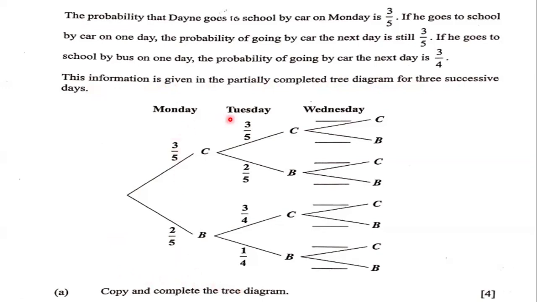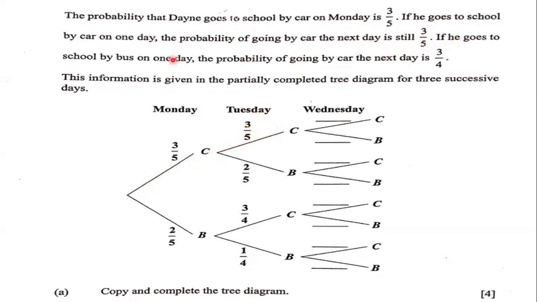And so we have Monday, Tuesday, and Wednesday. And so our goal is to copy and complete this particular tree diagram. So the probability that he goes by car on Monday is 3 over 5, and that's what they say. Now, it says if he goes to school by car on one day, the probability of going by car the next day is still 3 over 5. So if he goes by car on Monday, the probability of him going by car the next day is 3 over 5. And so that's why this is 3 over 5 here.